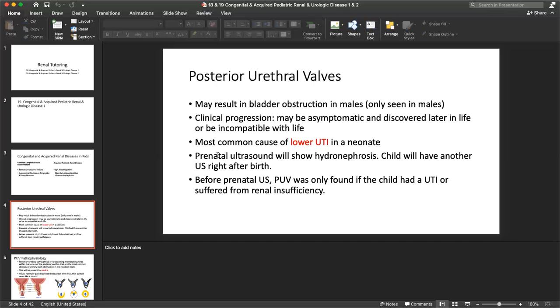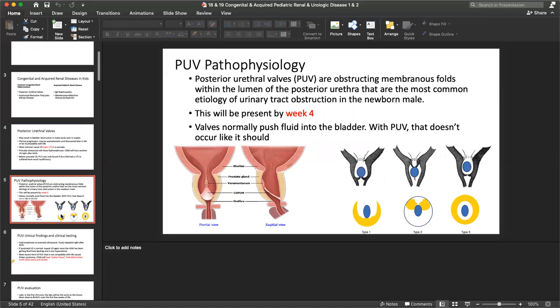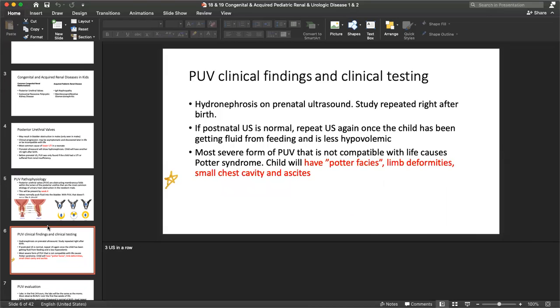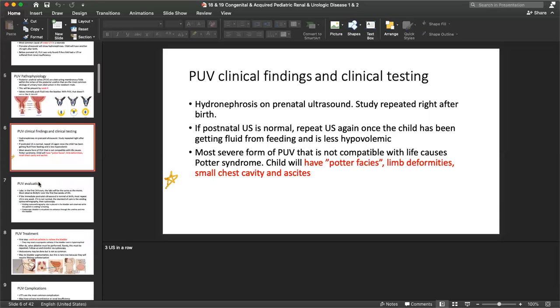A prenatal ultrasound will show hydronephrosis, and then a child will have another ultrasound right before birth. Before that, it was only found if they had a UTI. So PUV pathology, it's present by week 4, obstructing membranous folds, and so we can see it right here. Clinically, if it's both sides, they'll have Potter's facies, limb deformities, small chest cavity, ascites, pulmonary problems, hypoplasia.